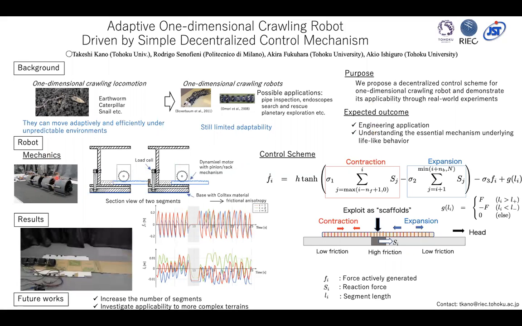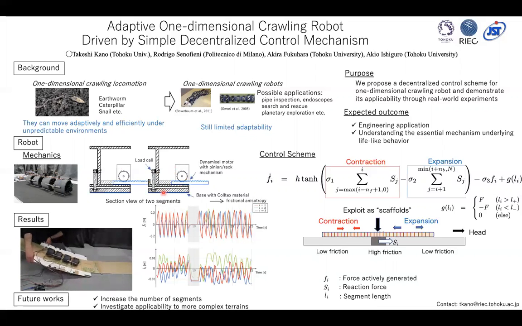This shows the overview of the robot. The robot consists of 4 identical segments concatenated one-dimensionally. This schematic shows section view of 2 segments. Each segment consists of the upper and lower parts. In the upper part, a dynamic cell motor is attached, which is connected to a pinion lock mechanism. By controlling the motor torque, expansion or contraction force can be generated.